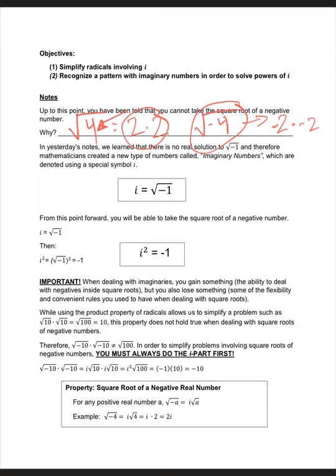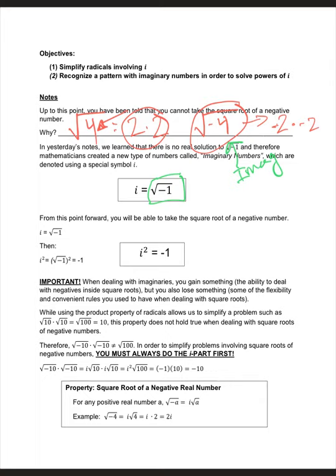Therefore, this would be an imaginary number because we can't take the square root of a negative number. Now, from yesterday's notes, we learned that the square root of negative 1 is also an imaginary number, again, because there are not two numbers that are the same that when multiplied together equal negative 1. So how we represent the square root of negative 1 is with i.